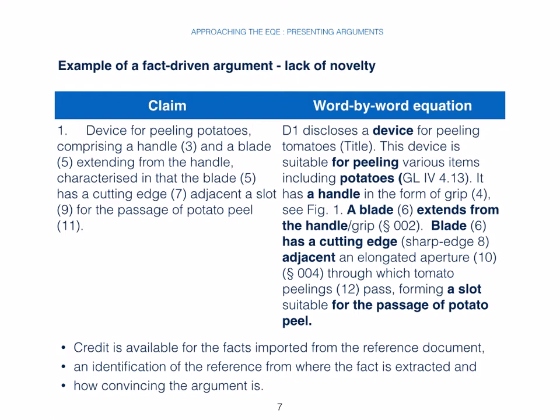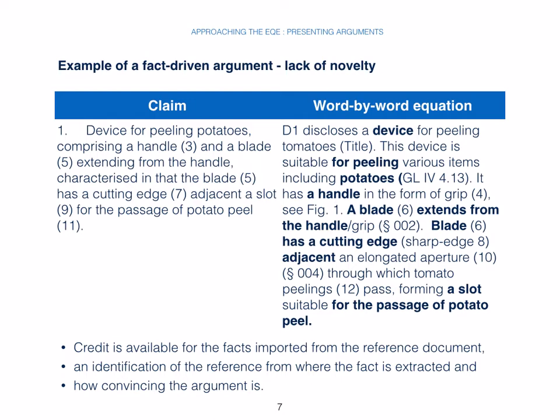So then we say D1 discloses, and we repeat all of the words of the claim. All of the words of the claim on the right-hand side are shown in bold typeface, and we equate each feature of the claim with its counterpart from D1. So the word-by-word equation can, for example, read as follows.